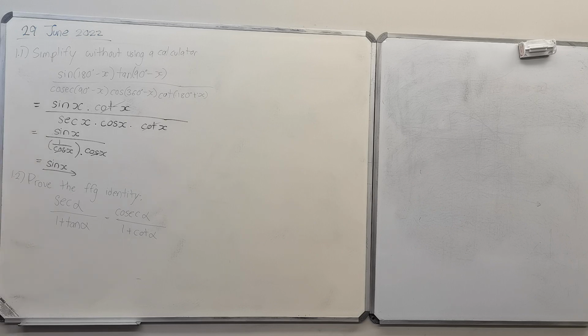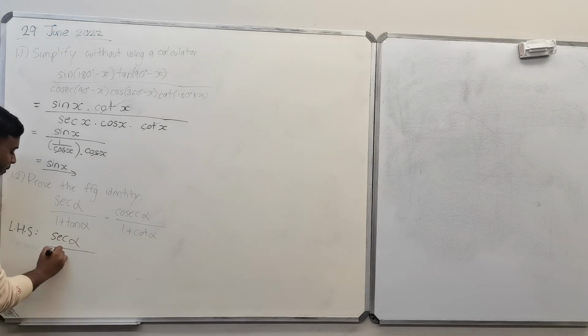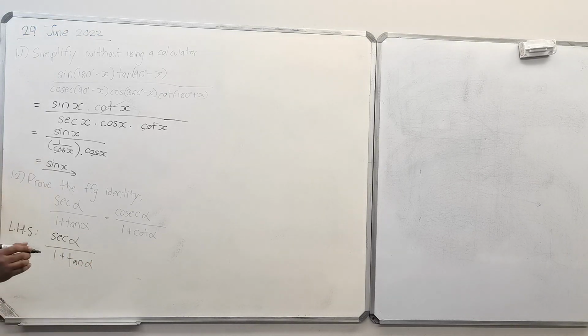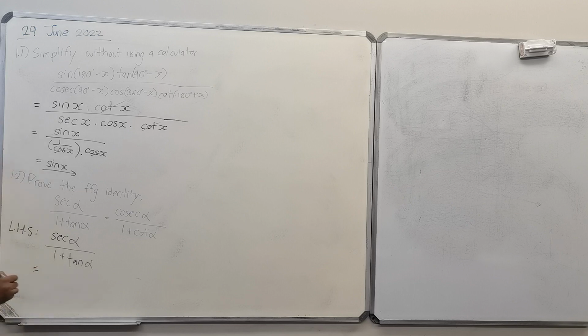But now you can see both can be simplified more, because you can break up cosec, you can break up cot, you can break up sec, you can break up tan. So you will start with one side. Let's start with our left hand side. Our left hand side is sec alpha all over 1 plus tan alpha. Right? So let's start simplifying it.